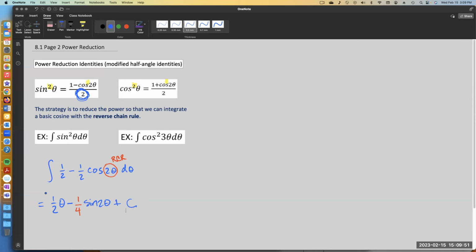And that's it. So that is how we are going to integrate sine squared. We have to power reduce it, and then we have to integrate term by term. And that's right, divide by 2.